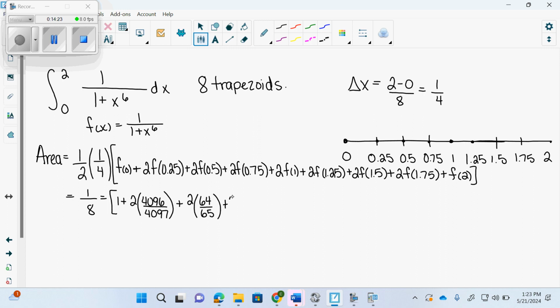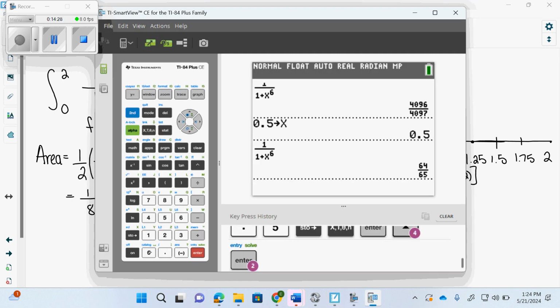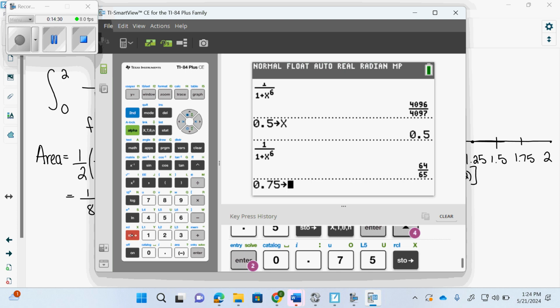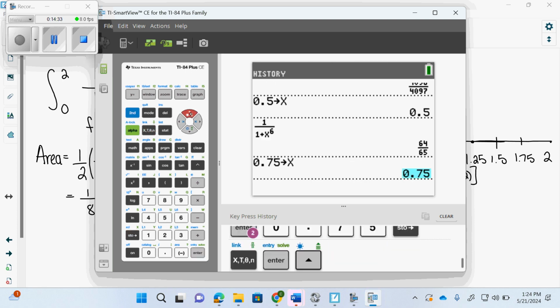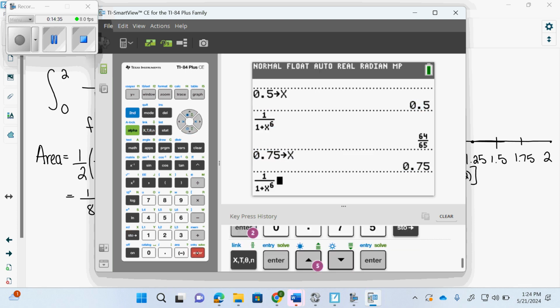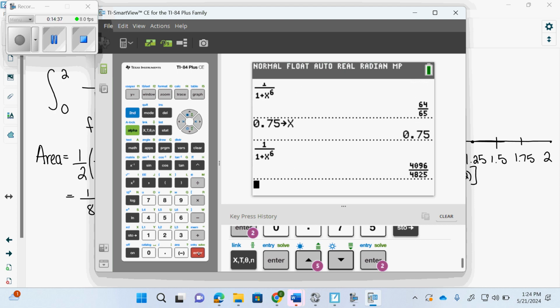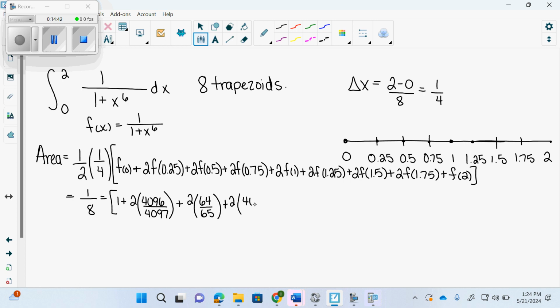Then I need 0.75. 0.75 store as x. Enter and then steal my equation. And I get 4,096 over 4,825. Plus, and then I put in a 1, which will be a half. 2 times a half. Plus 2 times 1.25.